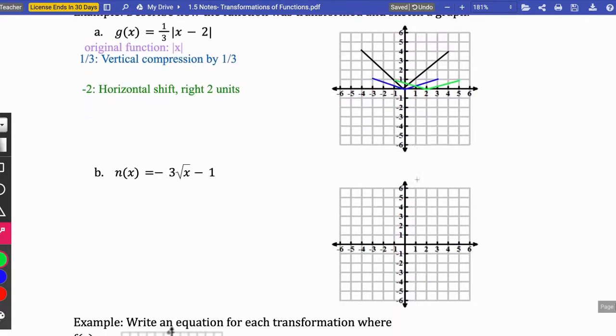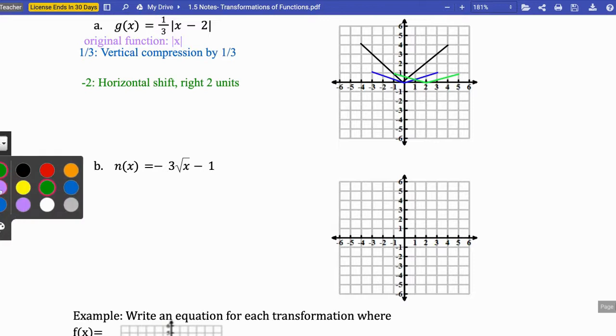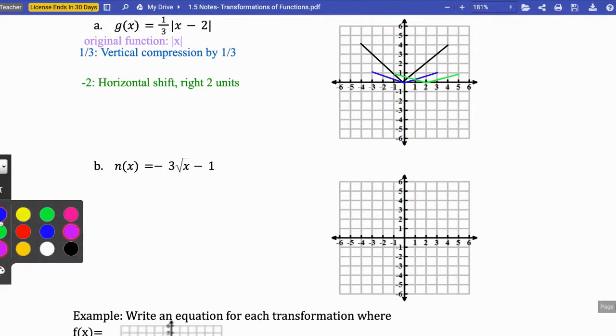So let's take a look at another one. On this one, we're looking at -3 times the square root of x minus 1. Same thing, we want to identify the parent function, or the original function. The original function of this guy is going to be the square root of x, and I've got to use the equation tool for that.